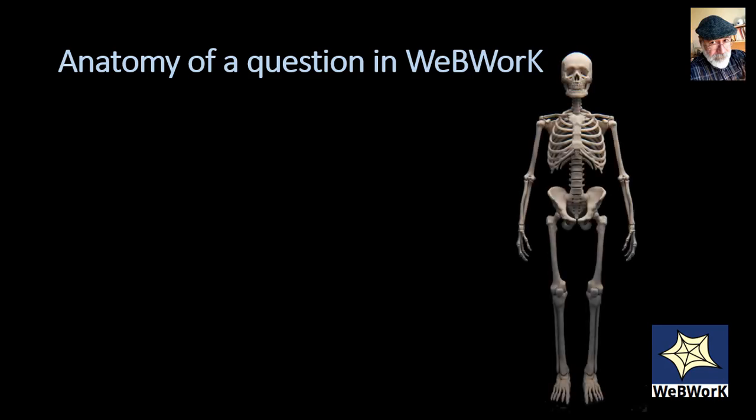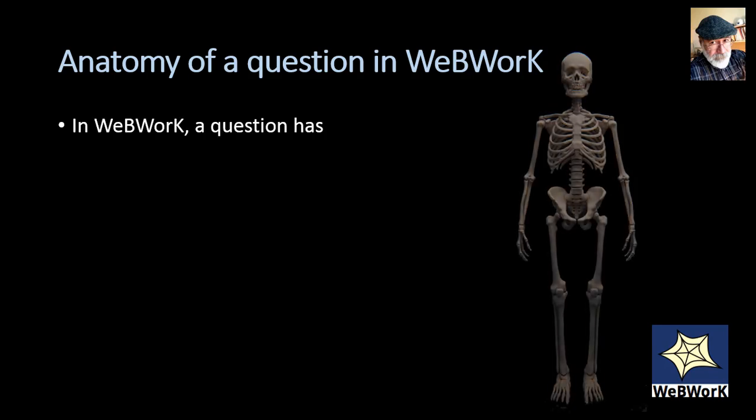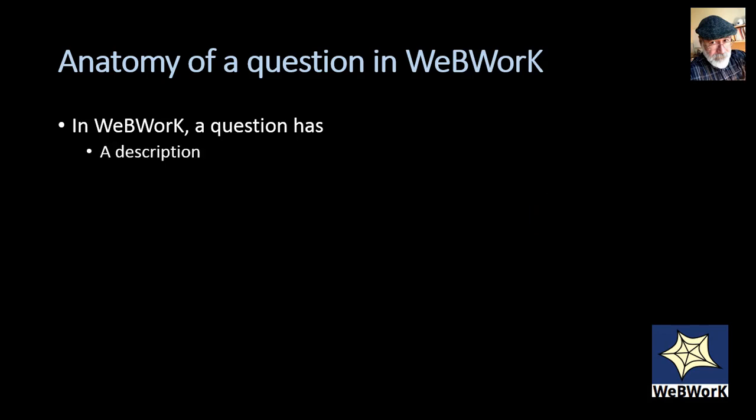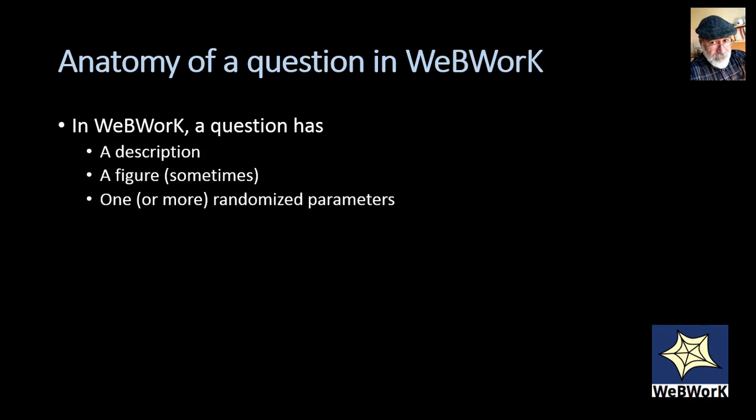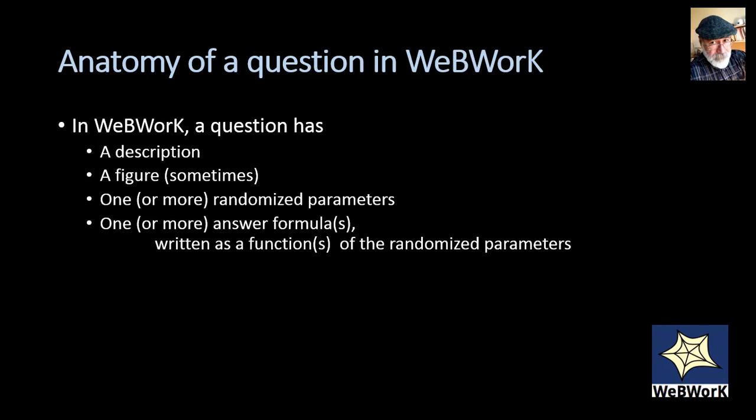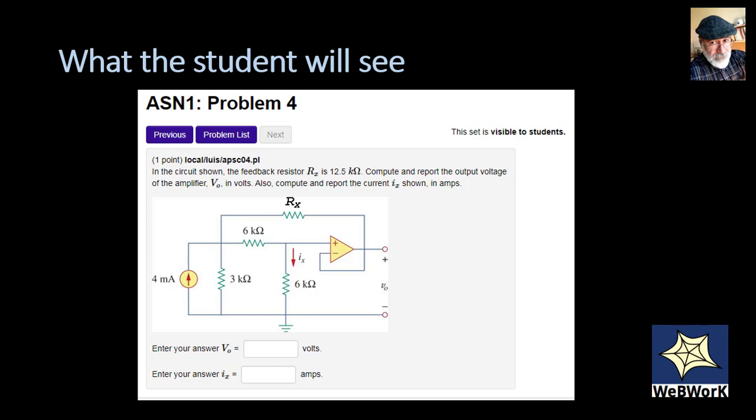A question in WeBWorK has a certain anatomy. In WeBWorK, a question has a description, may have a figure, it has one or more randomized parameters, one or more answer formulas written as functions of the randomized parameters, and one or more entry boxes for students to submit their answers. We shall see what I mean by all of these.